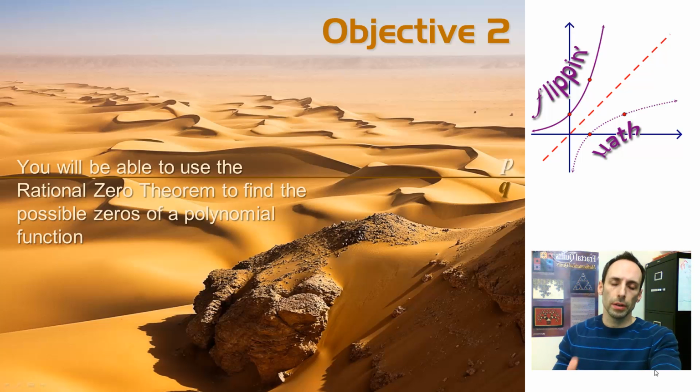All right, in Objective 2, we have been talking about using this thing called the Rational Zero test to generate ourselves a list of possibilities of zeros for a polynomial function. Now, these possibilities are only the rational ones. To get imaginary ones or irrational ones, we can't use this. Okay, but it gives us a place to start.